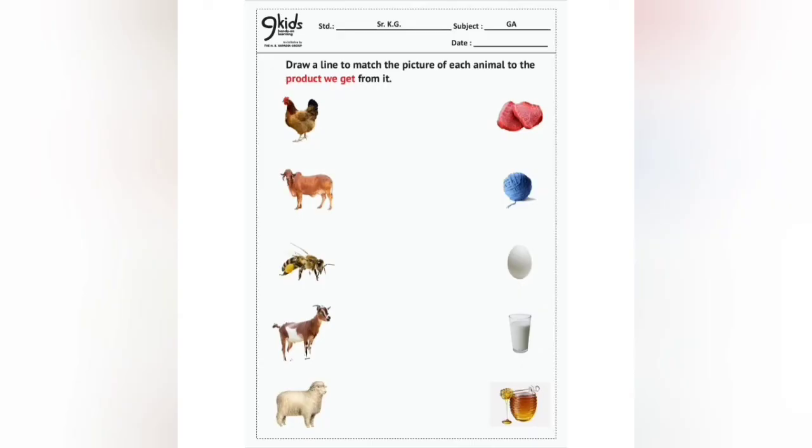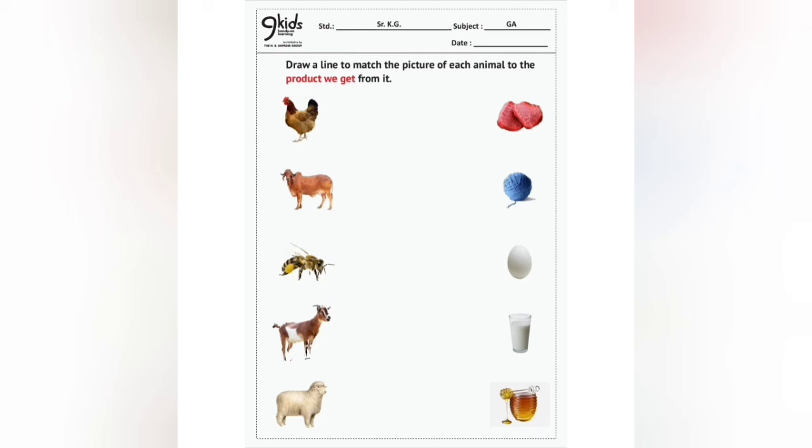Now it's time for worksheet. So children, in the first worksheet, you have to draw a line to match the picture of each animal to the product we get from it. On the left side of the worksheet, you have pictures of the animals, which is hen, cow, bee, goat, and sheep. On the right side of the worksheet, you have pictures of the product we get from it, like meat, wool, egg, milk, and honey.